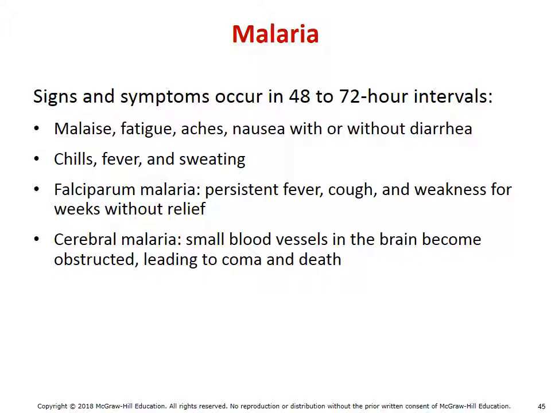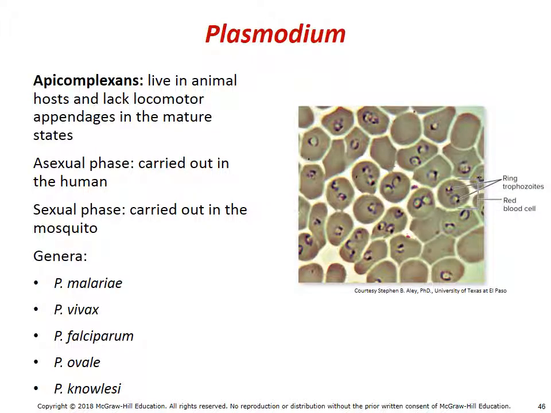So we do see falciparum malaria, which is persistent fever, cough, and weakness for weeks. And then we see cerebral malaria, which is again going to be small blood vessels in the brain becoming obstructed, leading ultimately to potentially death. So naturally, cerebral malaria is much more of a concern than falciparum. So let's talk about again the cause of this disease, which is a Plasmodium, which can come in several different species, like Plasmodium malariae, vivax, falciparum, ovale, and knowlesi.